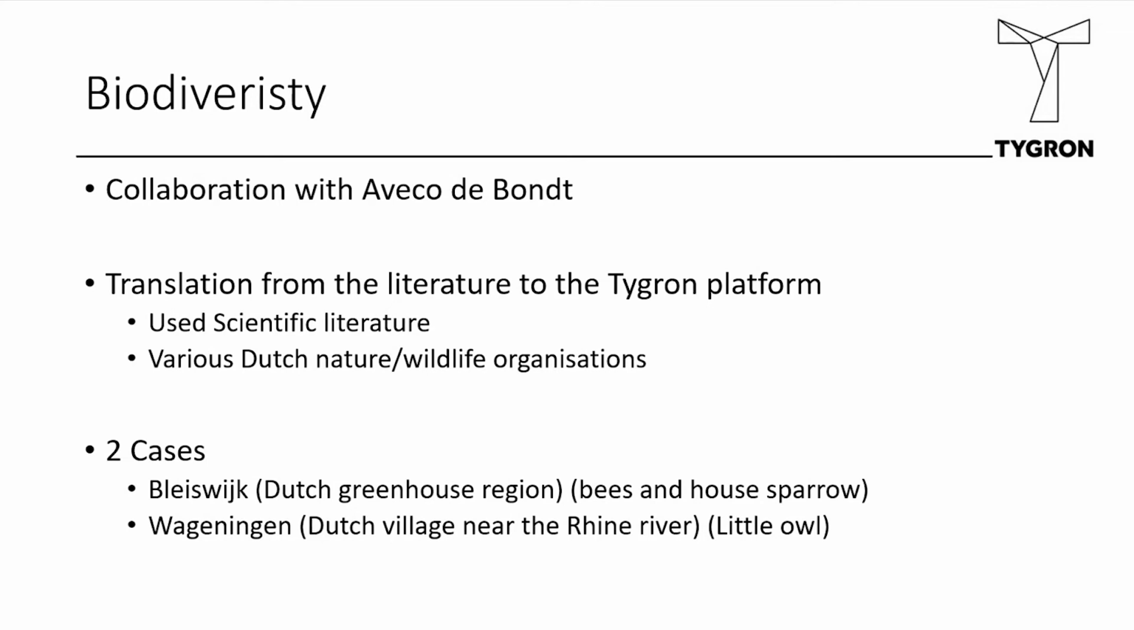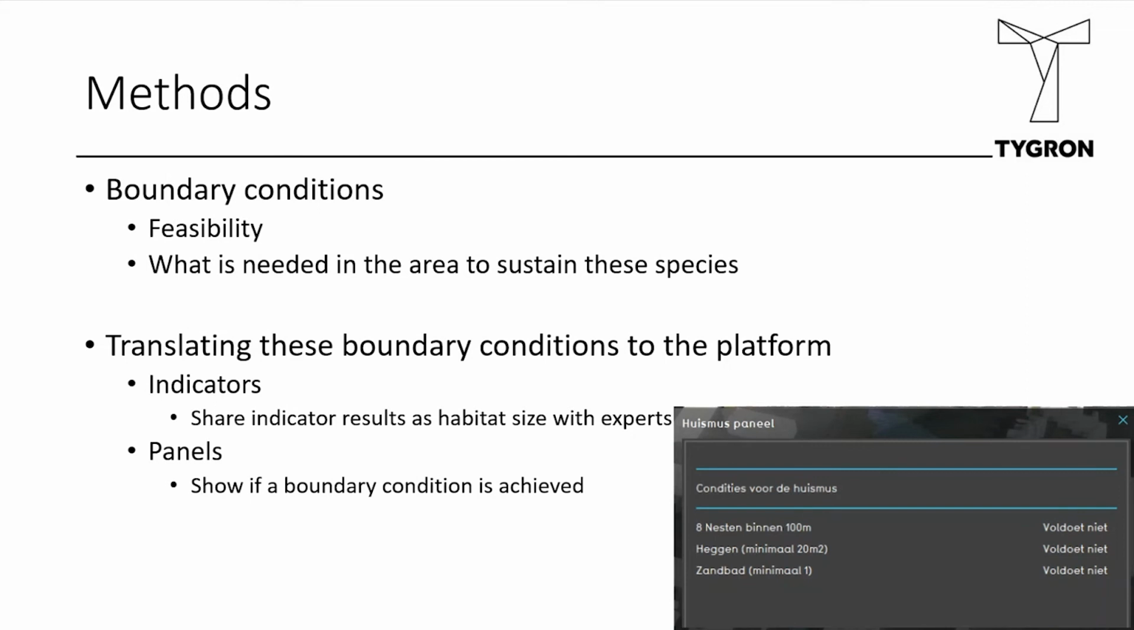The first case was the case of Blijswijk. This is a Dutch greenhouse region. I will give an example of that in the Tygron platform as well. And the other case was in Wageningen. That was my first case with seeing how biodiversity could be implemented in the platform, and trying out the different methods I used. So that brings me to the methods.